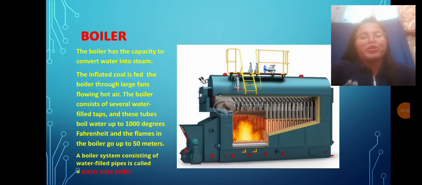The next component is the boiler. The boiler has the capacity to convert water into steam. The pulverized coal is fed to the boiler through large fans flowing hot air. The boiler consists of several water-filled tubes, boiling water up to 1000 degrees Fahrenheit, and the flames in the boiler go up to 50 meters. A boiler system consisting of water-filled pipes is called a water tube boiler.